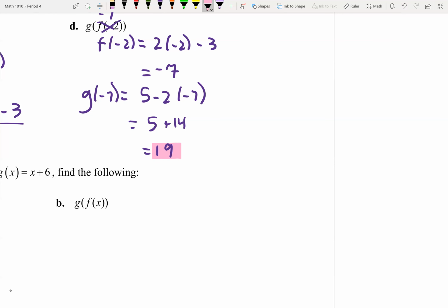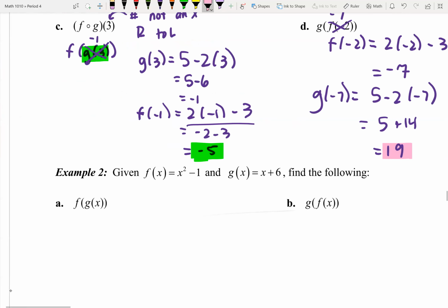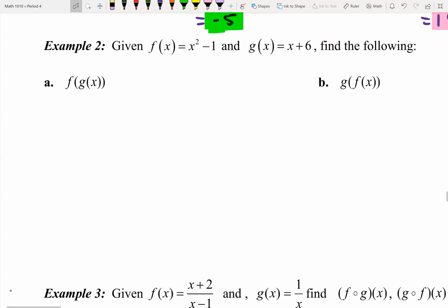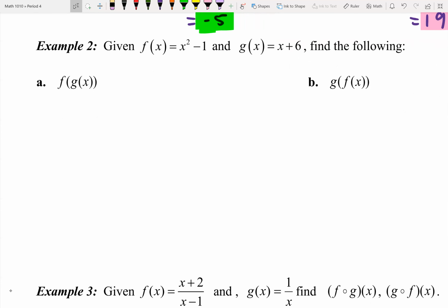Okay? Who says I'm good? I get this, I feel good. Okay, great. Okay, so on question 2, they don't have numbers again. So now we're going back to just what we did before, okay? So see this g of x? Let's replace it with what g of x is, which is x plus 6. So now I go into this yellow f of x, and right there where I see my x, I put in x plus 6. I have to make sure I put it in parentheses. So it's x plus 6 squared minus 1.